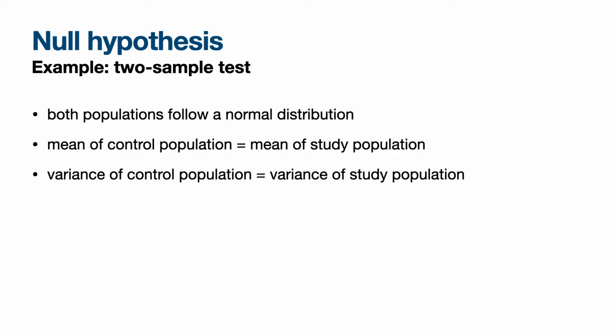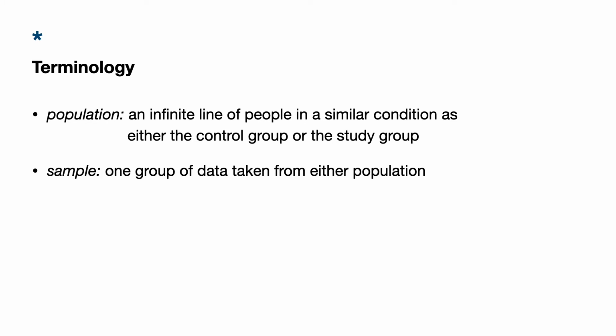When comparing data from a control group and an independent study group, a so-called two-sample test, the null hypothesis could assume that both populations follow a normal distribution with equal means and equal variances. The null hypothesis is sometimes denoted with H0. By population, we mean an infinite line of people in a similar condition as either the control group or the study group, even those who aren't enrolled in our experiment. By sample, we mean one group of data taken from either the control population or the study population.